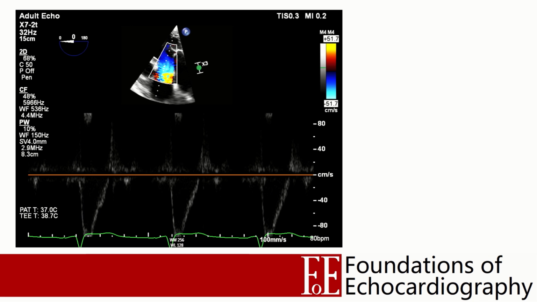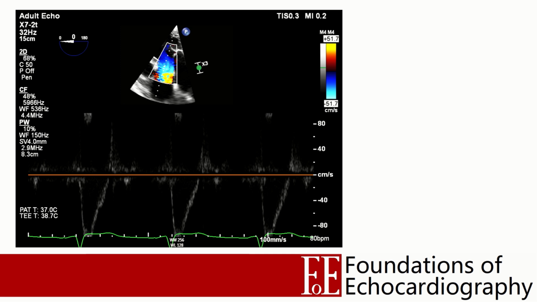This example is taken from a transesophageal study, and is a deep transgastric view looking at the left ventricular outflow tract and blood leaving the left ventricle. If you're not familiar with TOE, don't worry, the physics is identical, and you can think of this as very similar to an apical 5-chamber view in a TTE.